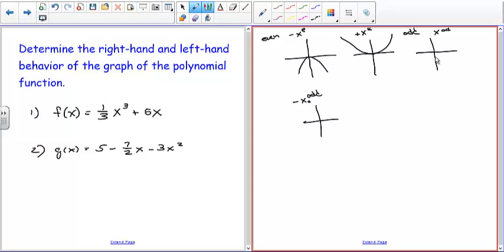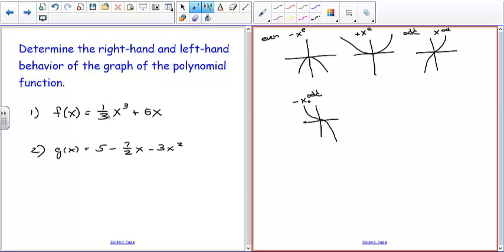Here you've got odd. So if it's positive x to the odd, it's going to look something like that. So the end behavior is you go to negative infinity when x goes to negative infinity, and you go to positive infinity when x goes to positive infinity. When you have a negative, you get something that looks like that.